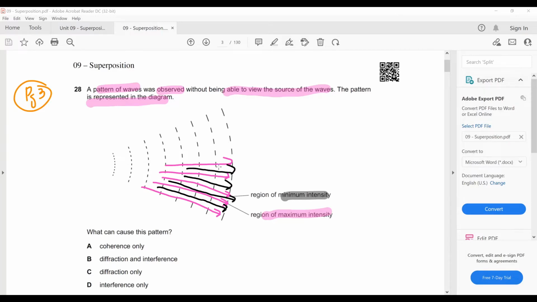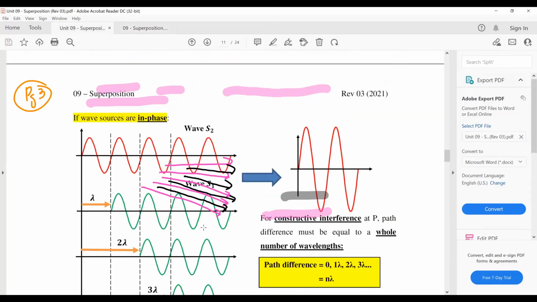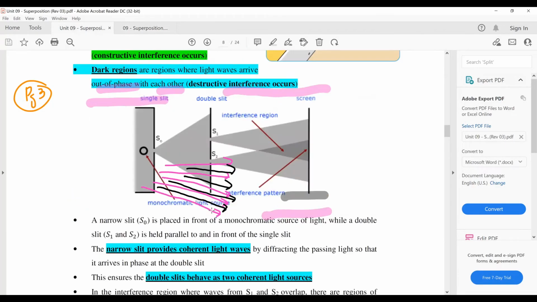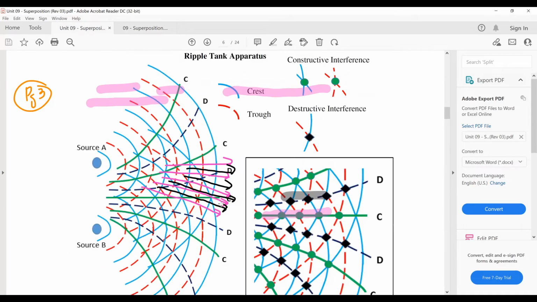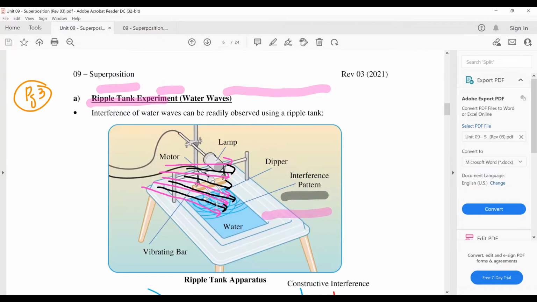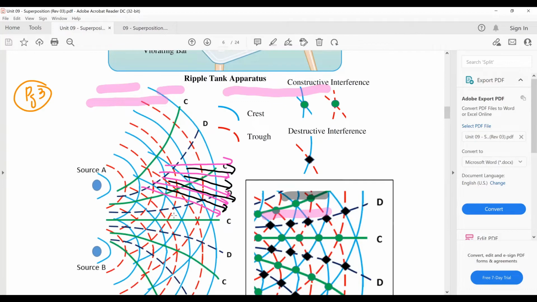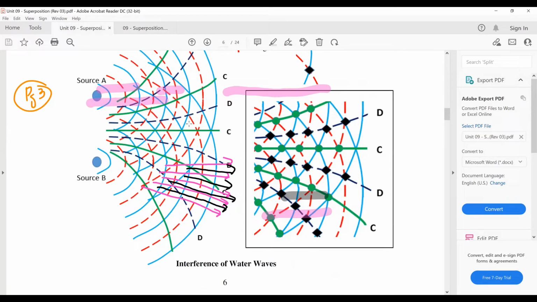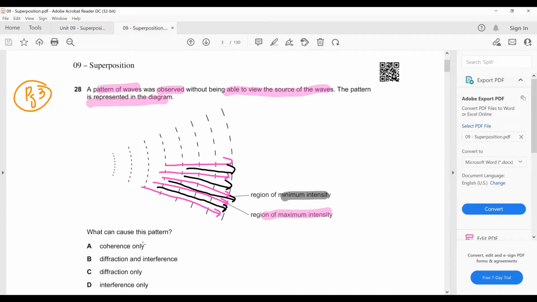All right. It's actually this pattern here for the water waves. It's very similar to this pattern that you see in your notes under page 6. This one is the interference pattern, right? You have alternating constructive and destructive interference. Constructive will give you maximum intensity. Destructive will give you minimum intensity. So what caused this pattern? You know that this pattern is actually caused by two source interference, right?